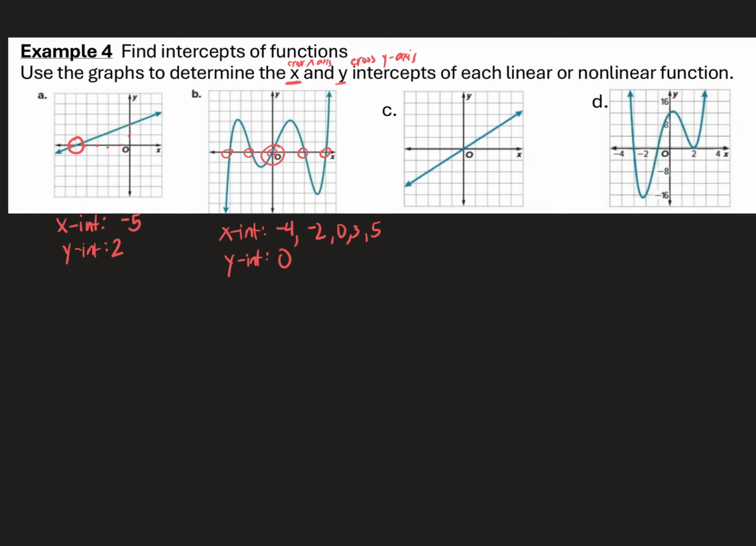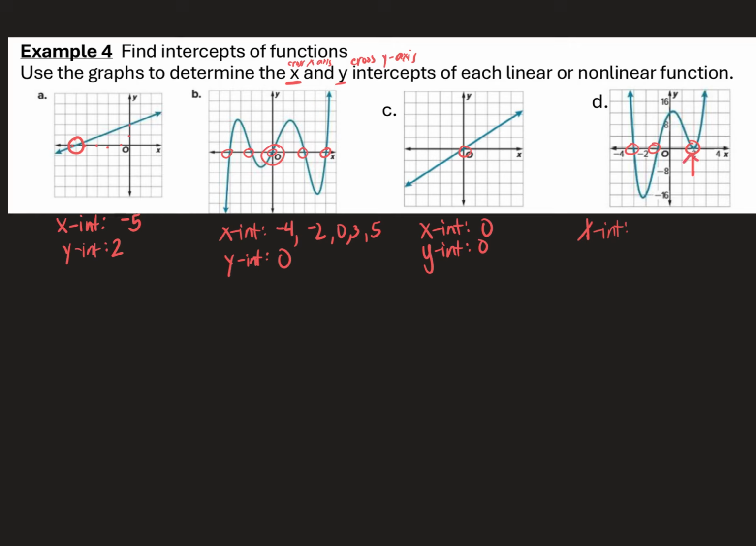For letter C, my x-intercept is 0, and my y-intercept is 0. For letter D, my x-intercepts, plural, I see 1, 2, 3 x-intercepts.